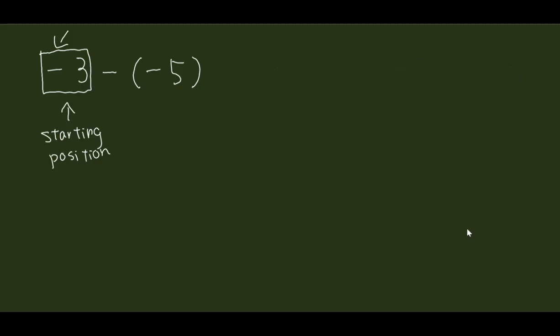Let me do this. It is just saying that you start from negative 3. So since it's negative 3, there's negative 2 there, negative 1 there, and 0 there. So you start here, right? It's just a position.